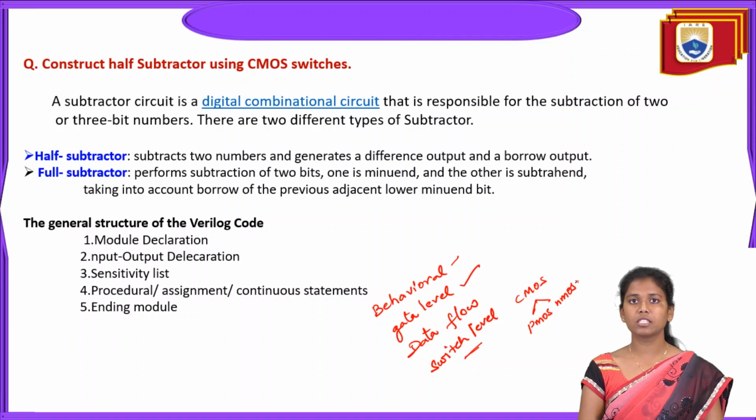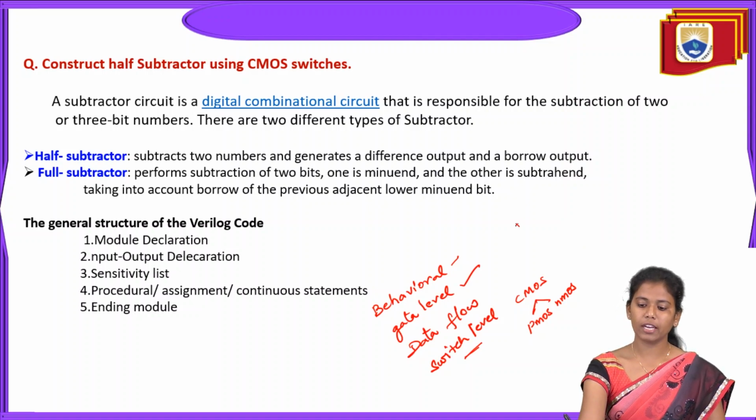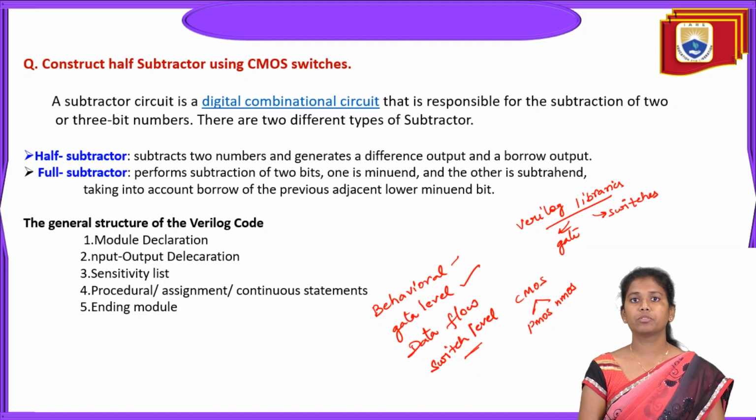So by using the switch level modeling, we can construct the Verilog code. And also we have different types of switches. The switches are present in the switch primitives. We know that in the Verilog libraries we have different primitives. Some are based on gates, in the gate level primitives. Some are based on the switches. Most of the switch primitives can be obtained from the Verilog libraries, right?